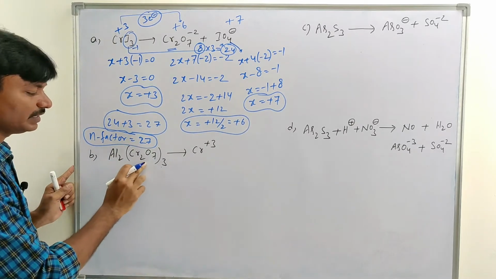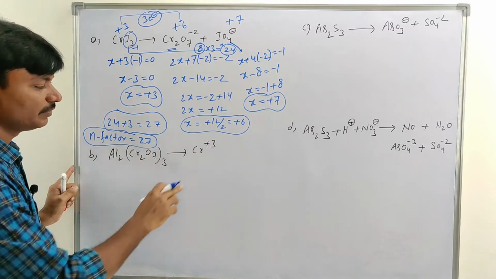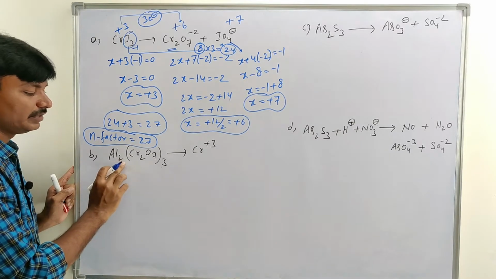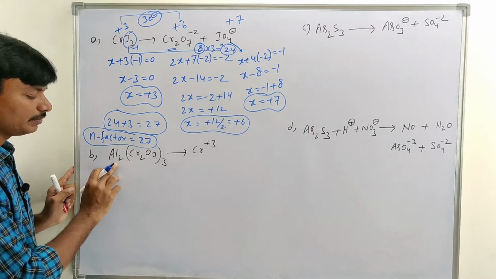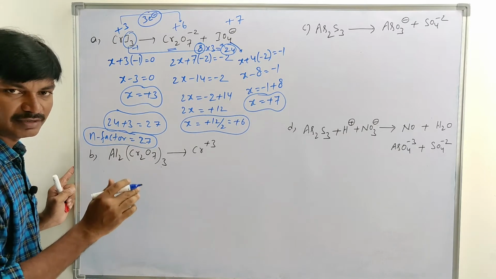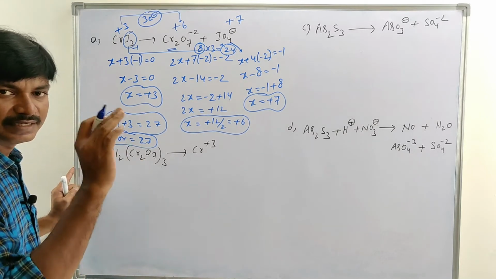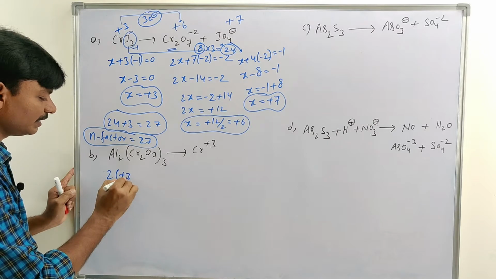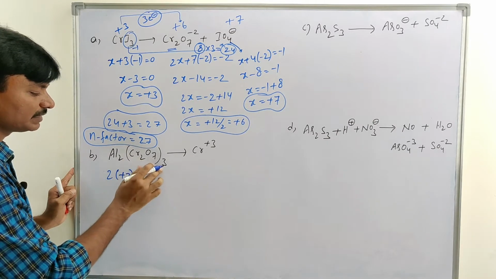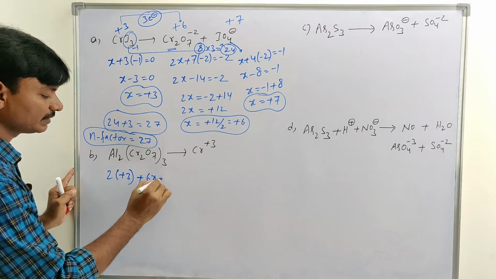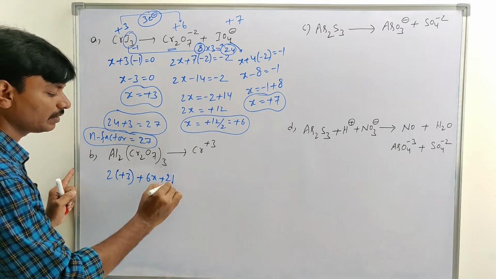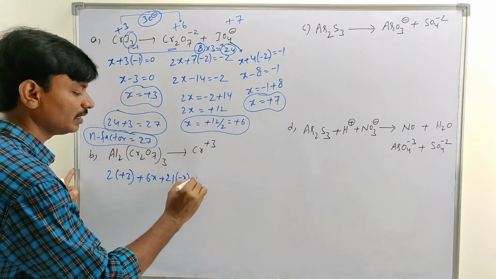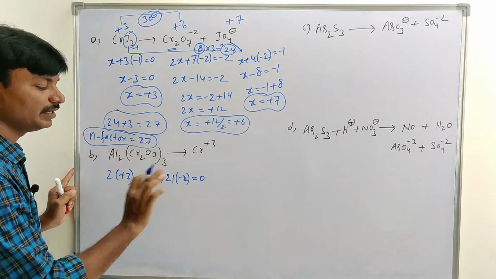Here it is Al2Cr2O7 thrice gives rise to Cr plus. Only 1 chromium is present in product side. Okay. Chromium oxidation number in Al2Cr2O7 thrice: here 2 aluminum are present, each aluminum oxidation number will be 3. Aluminum is a 13th group or 3rd group element in periodic table. That's why 2 into plus 3 plus, here 6 chromiums are present, that's why 6x plus, here 21 oxygen atoms are present, that is 21 into minus 2. Each oxygen atom oxidation number will be minus 2.